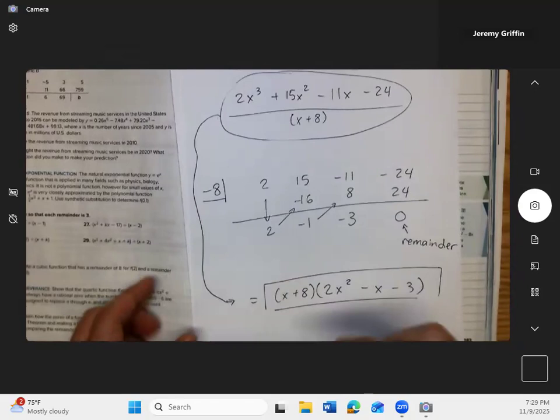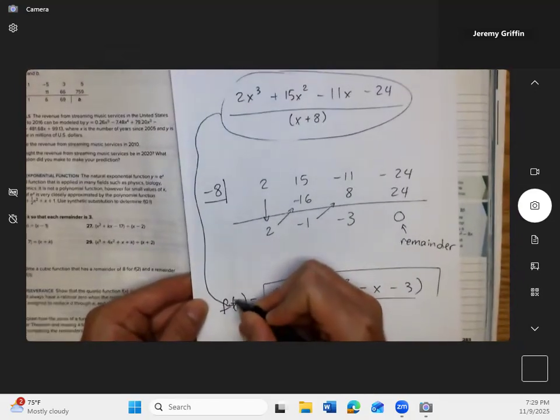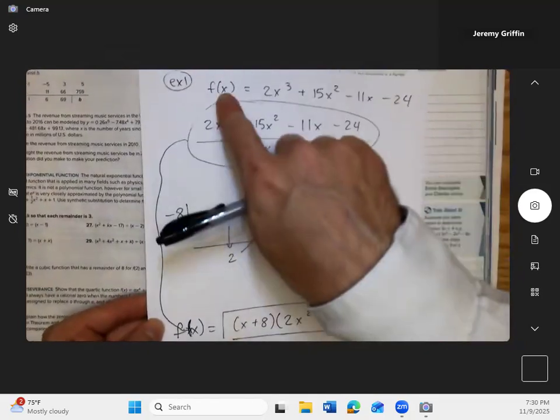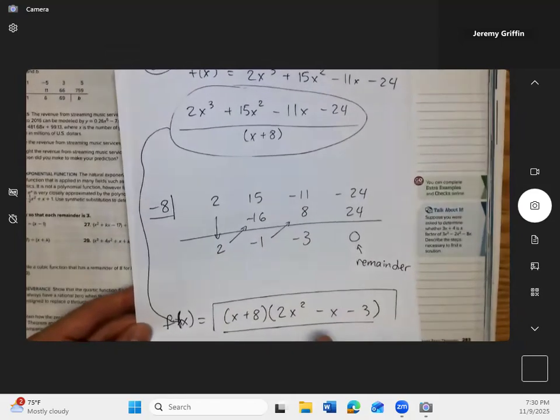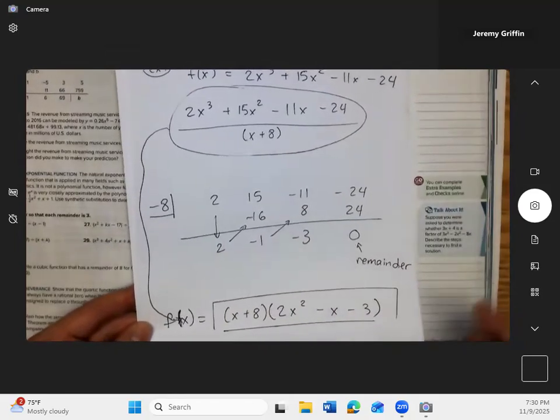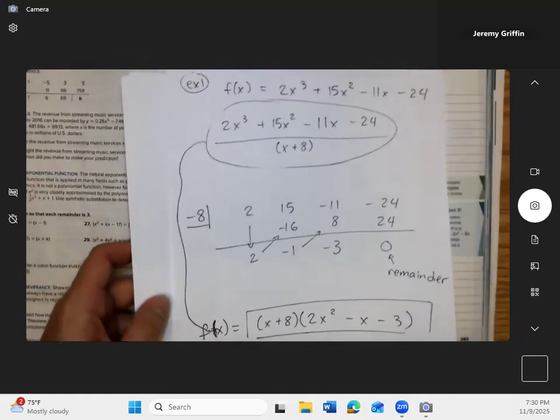That's what I should say. Or I could alternatively say the original f of x. That's a better interpretation. The original f of x, this original polynomial that they gave us, does factor like this. Now, could you go another step? Could you factor this? Sometimes you can, sometimes you can't. But here, I'm going to move on to the long division version of this.